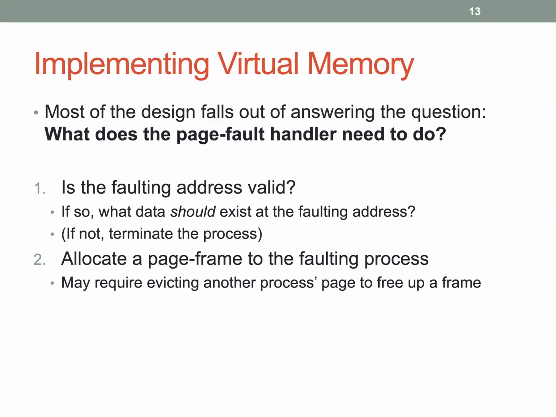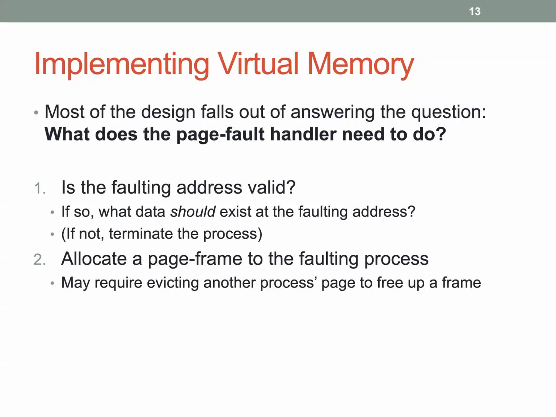Allocate a page frame for the faulting process to use. You're assuming you need a frame because you've already verified that the faulting address is valid. And if there are no available frames, which is usually going to be the case, it won't be the case at startup because you'll have an empty frame table, or I should say a frame table with no used frames. And also if a process terminates and all of its pages get thrown out, then you're going to have a number of frames that become available.